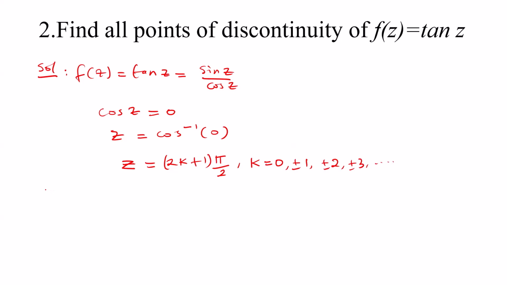So for any value of k, the value of cos z will give us 0. So the points we are looking for are z equals (2k plus 1) times π over 2.